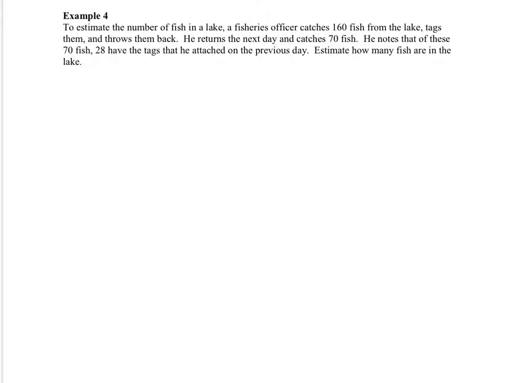Okay, so we've got another ratio and proportion question here, so we might as well just start setting things up. Our lines, our equal signs, and our lines. Okay, now we just need to figure out what our units are. So let's read the question.